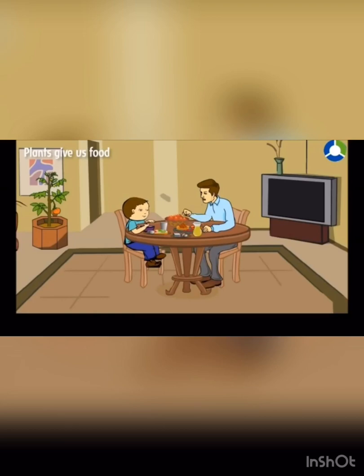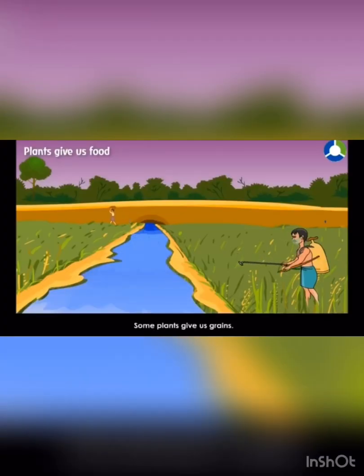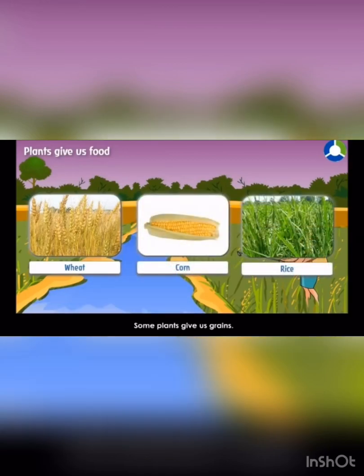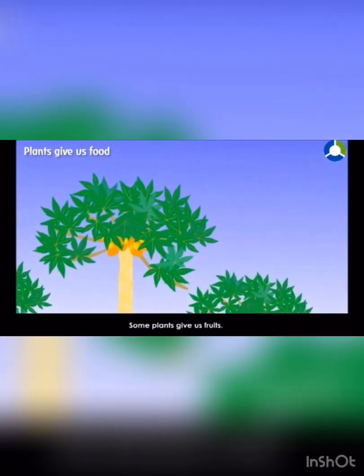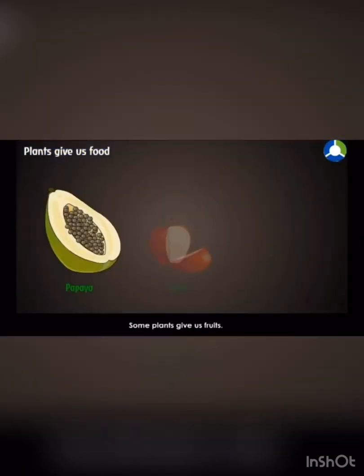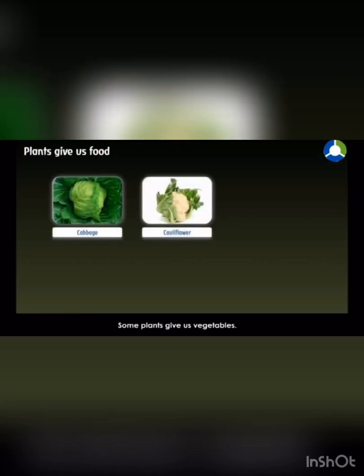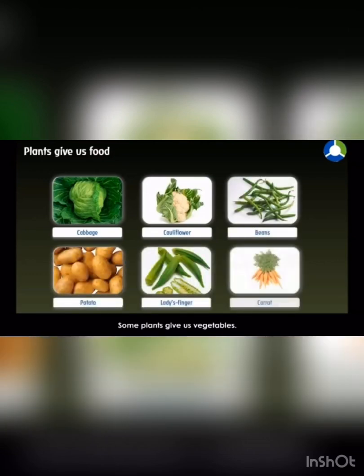Plants give us food. We get most of our food from plants. Some plants give us grains like wheat, corn and rice. Some plants give us fruits like papaya, apple, mango, etc. Some plants give us vegetables like cabbage, cauliflower, beans, potato, lady's finger and carrot.